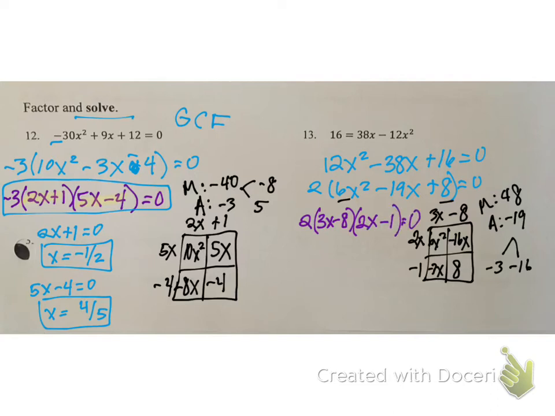Then I just set the stuff in parentheses equal to 0. So I would say that 3x minus 8 equals 0. So x equals 8 over 3. And 2x minus 1 equals 0. So x equals 1/2. So those are the 3 answers that I would be looking for.